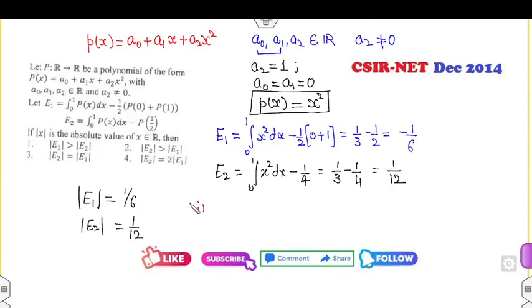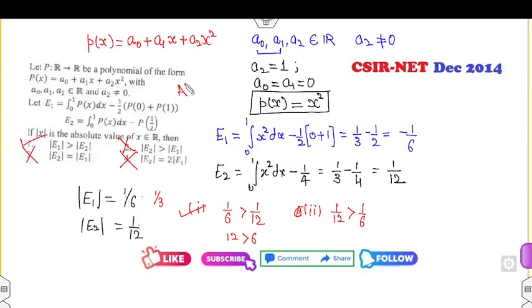Now look at the first option. E1, is it greater than E2? Yes, because you can see 6 is less than 12. E2, the second option: 1 over 12, is it greater than E1? That's a wrong option. E2 and E1 are the same, wrong option. Twice of E1 would be 1 over 3, which is not the same as this case. So the right answer is A.